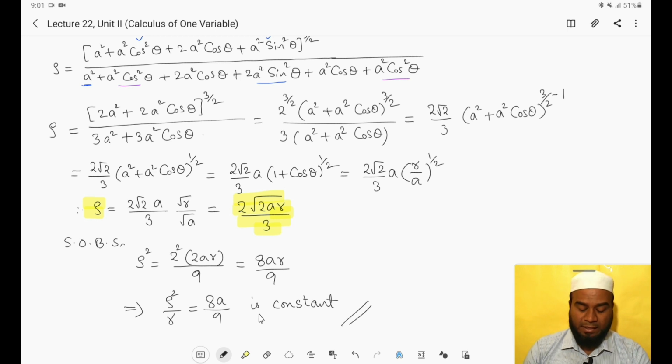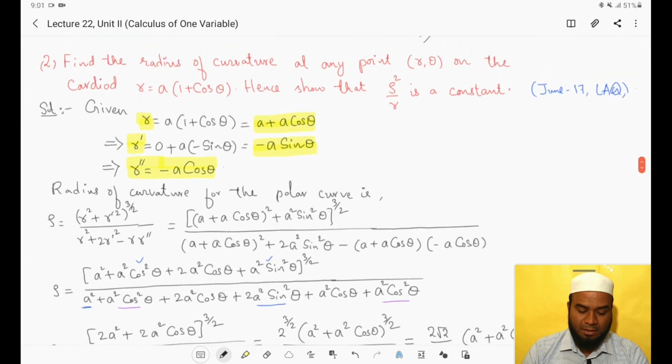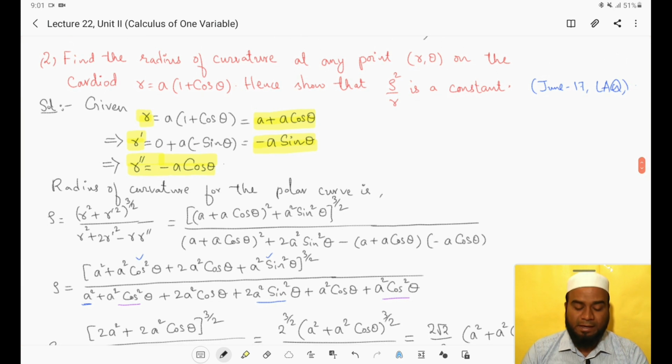So we have calculated the radius of curvature as well as whatever was asked, that is show that rho square by r is a constant, that we have done here, right? So this is how we solve the problems related to radius of curvature for polar curve. Remember students, so far in the topic radius of curvature, we have covered 3 different types. Including this lecture and the previous 2 lectures, we have covered radius of curvature for Cartesian curve and radius of curvature for parametric curve, and in today's class radius of curvature for a polar curve. Once again I'll explain this problem because it is a little bit confusing.